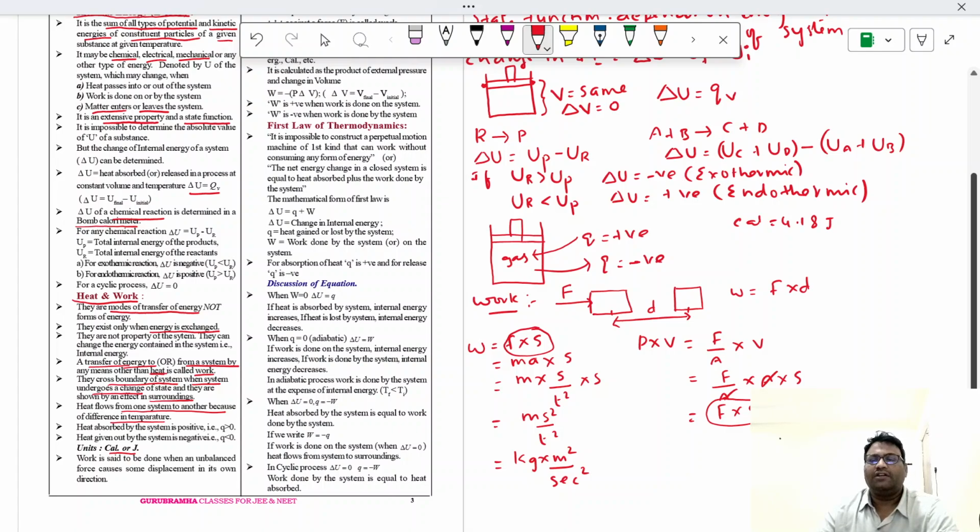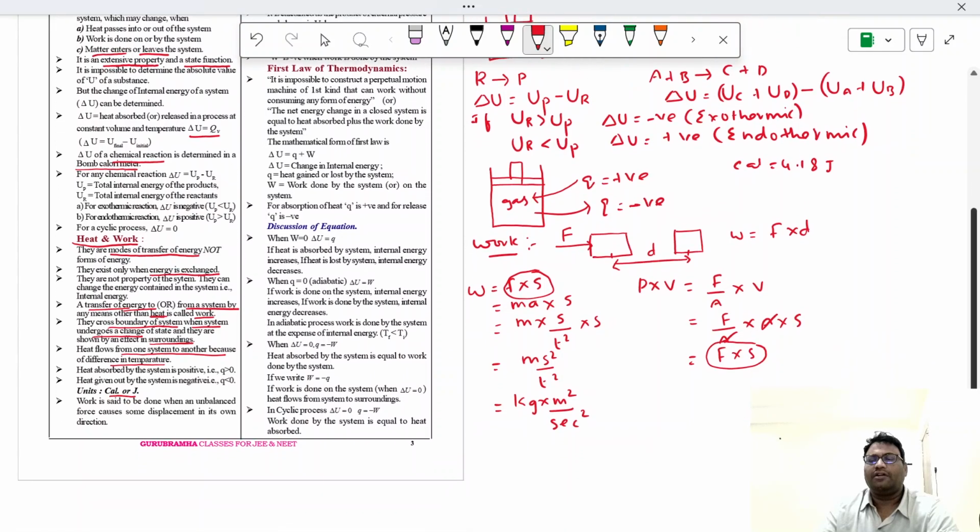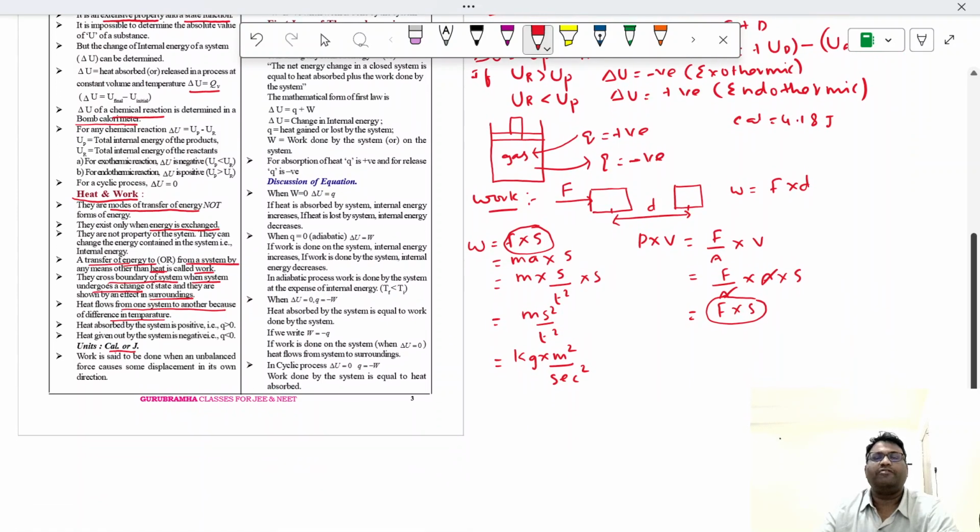So work done can also be represented in the form of P into V. So that is called PV work done.